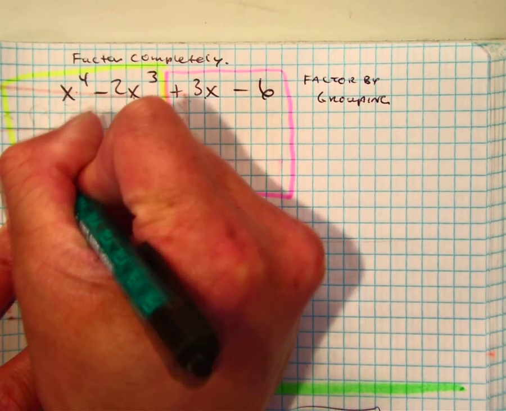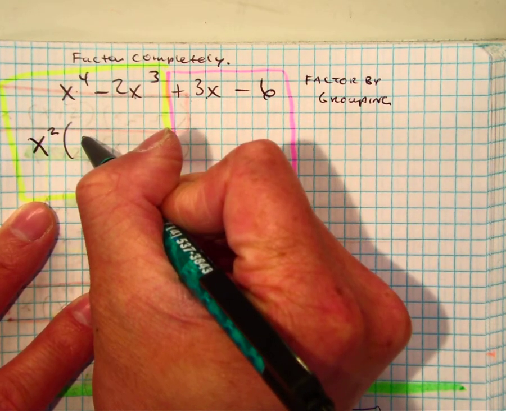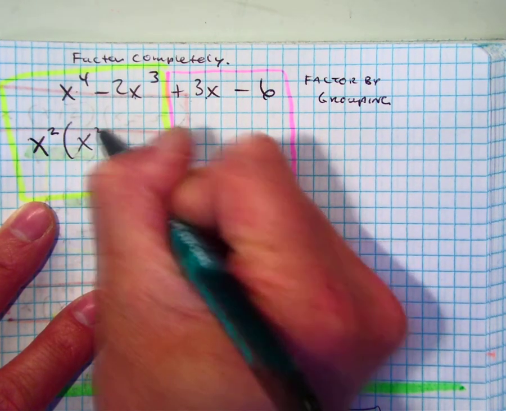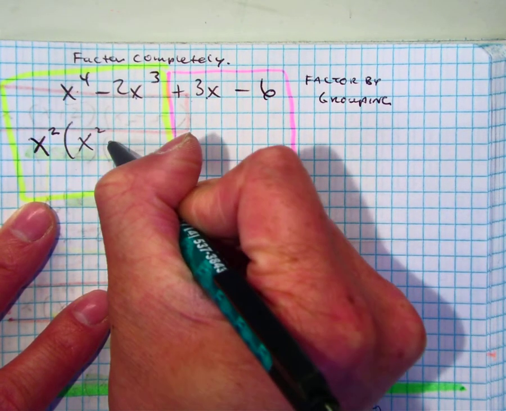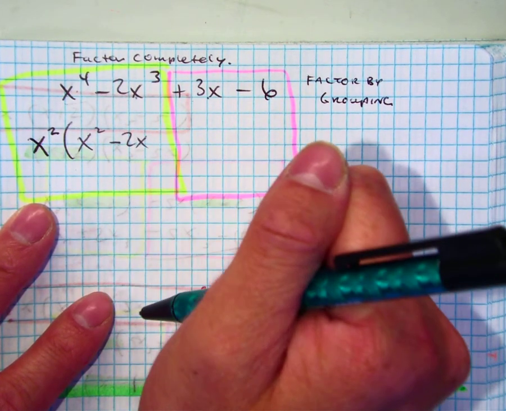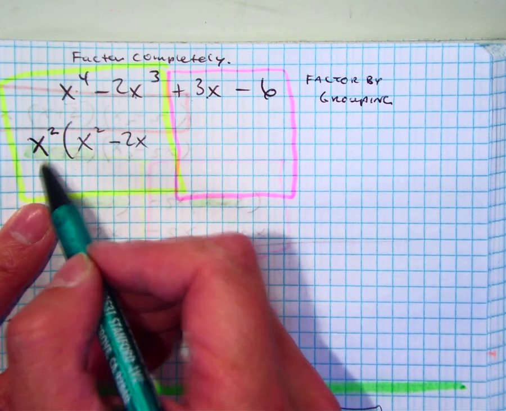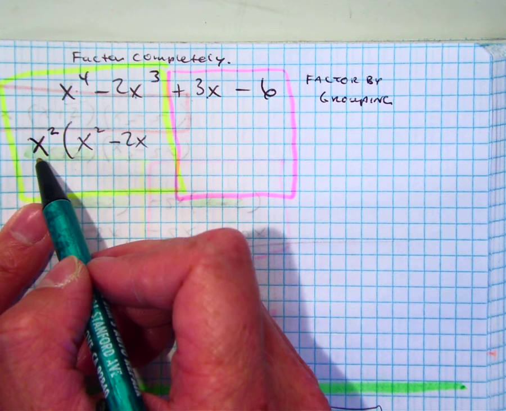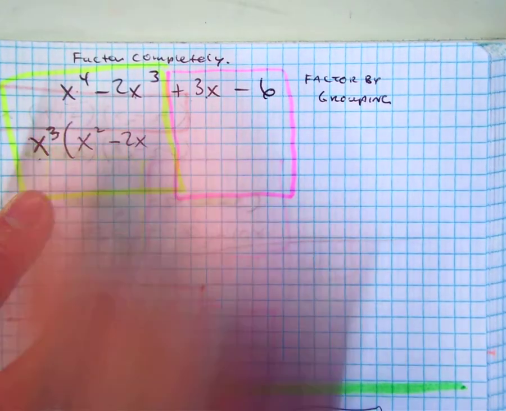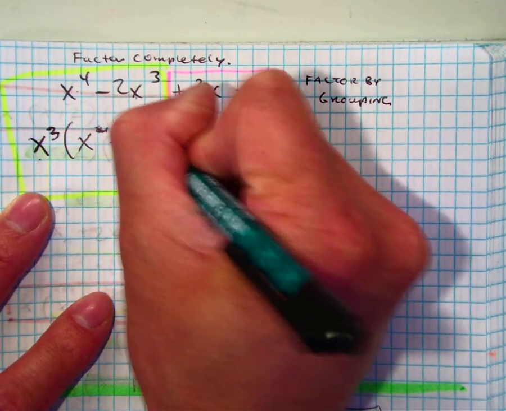X squared. What's left, class? X squared minus 2x. Oh no! What does that mean? X squared was just a factor. Now it says this is not the greatest common factor. I should have taken a third. That would give us an x and then a 2.